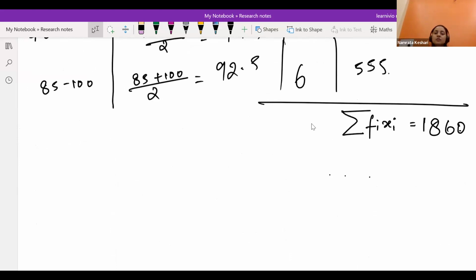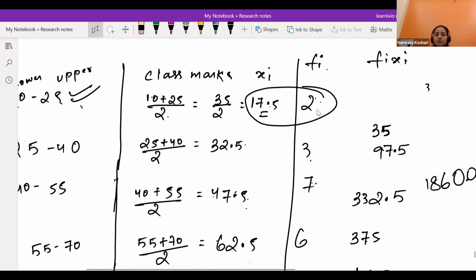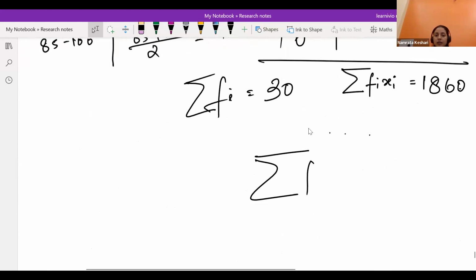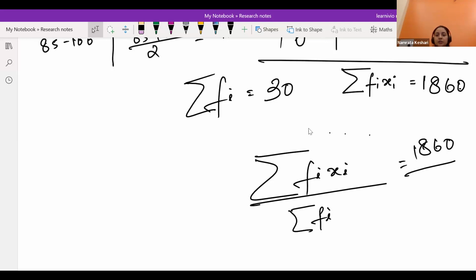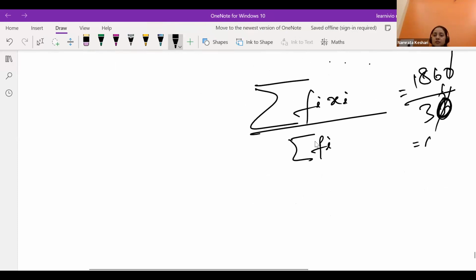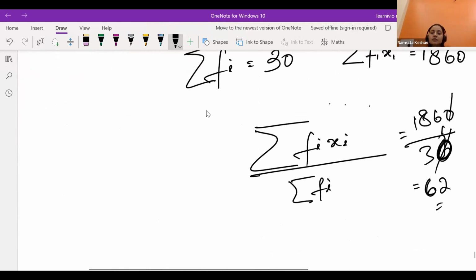Okay. 1860. And what is the summation of all frequency? How many students are there? 2, 3, 2, 5, 5, 7, 12. 30. Okay, here also 30 students are there. Summation of all fi is 30. Basically, the formula is same over here: summation fi xi over summation fi, that is 1860 by 30. We will be having 62, right? Yes, this is the mean.